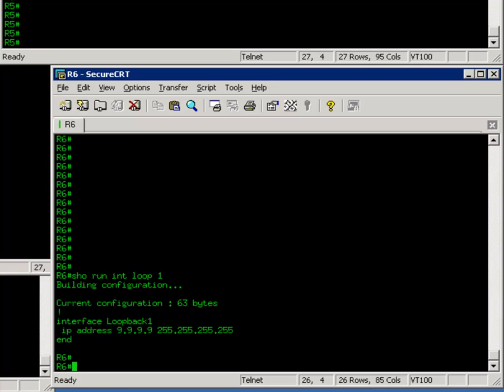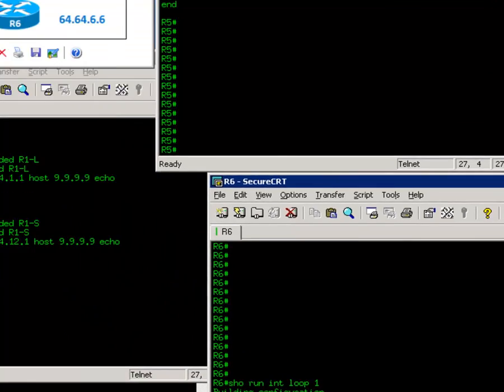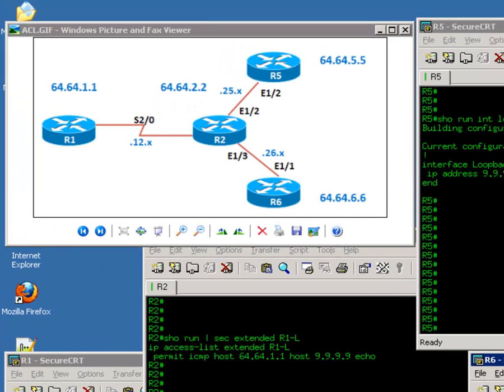The requirement of this lab states as following. When router 1 uses its interface serial 2/1 to ping address 9.9.9.9, it should go to router 5. When router 1 uses its loopback interface 64.64.1.1, the ping should go to router 6.